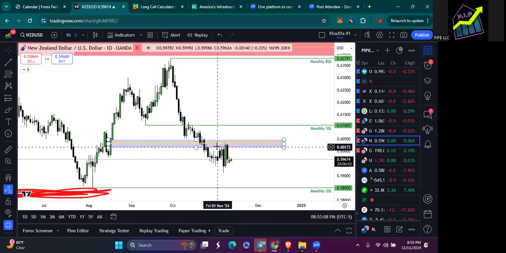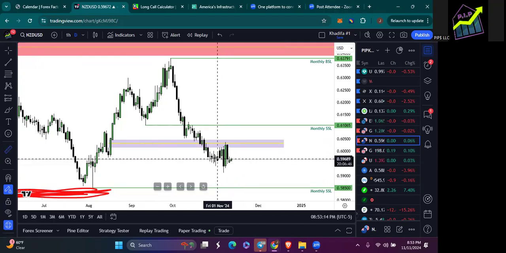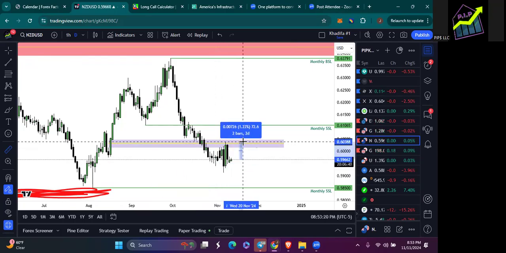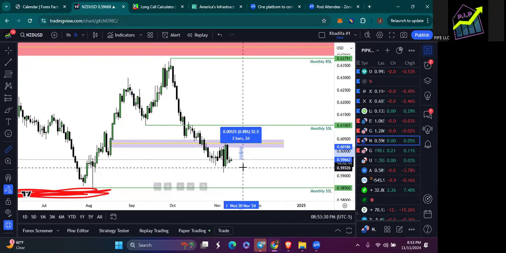You know, price shouldn't come back above this consequent encroachment, right? Shouldn't come back above this structure here, right? But you got to think, even if you went above consequent encroachment, that's 72 pips. Even if you went above the bottom of the fair value gap, that's 50 pips. So I probably wouldn't take this trade.